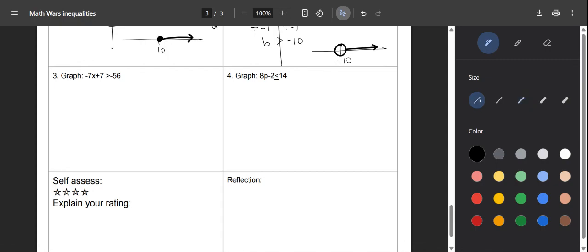Number 3 is a you-do problem, so you've got it set up, draw your line. Solve it just like you would a two-step equation, and then graph your inequality. I'm going to ask you to pause here to do your work. Come back when you're ready to check it.